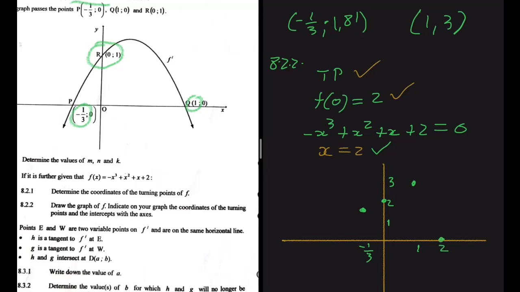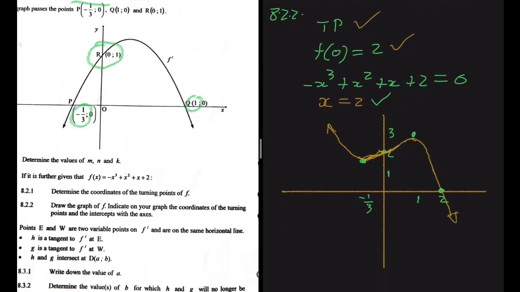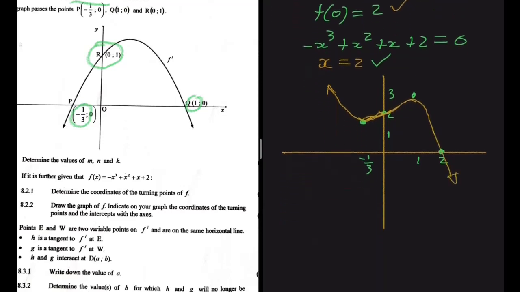So when we sketch our cubic function, it's going to look something of this manner. So there goes our cubic function. It must go through 2 and then it must turn here at 3, and then we go down to 2 for the x-intercept, and there we go, right? It doesn't look so great, but you can see what's happening here.